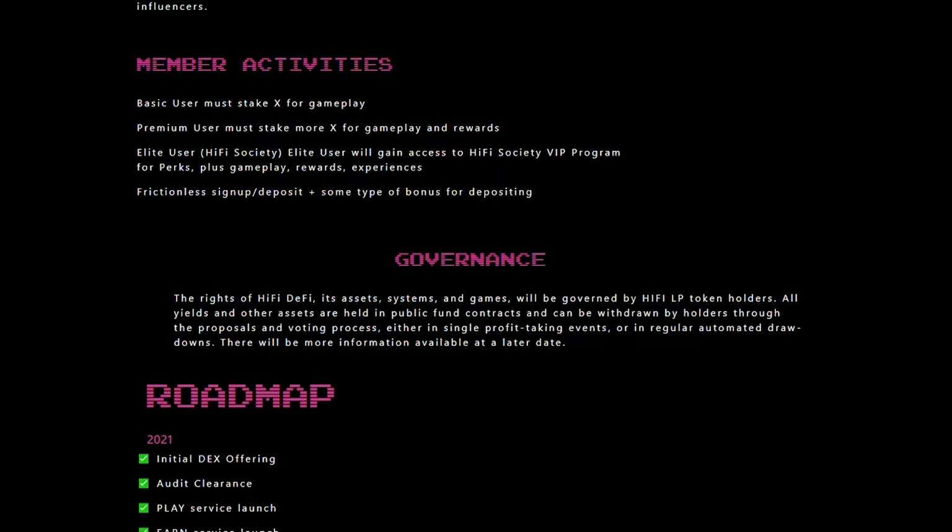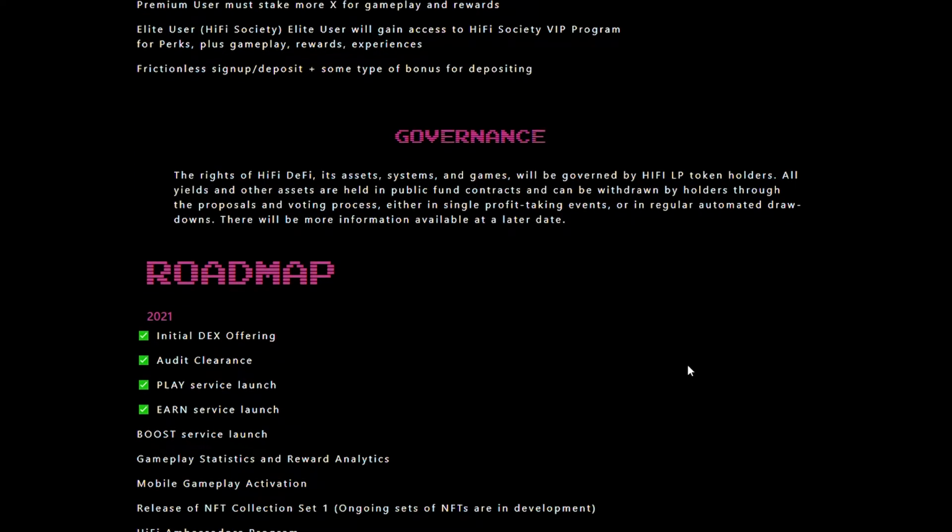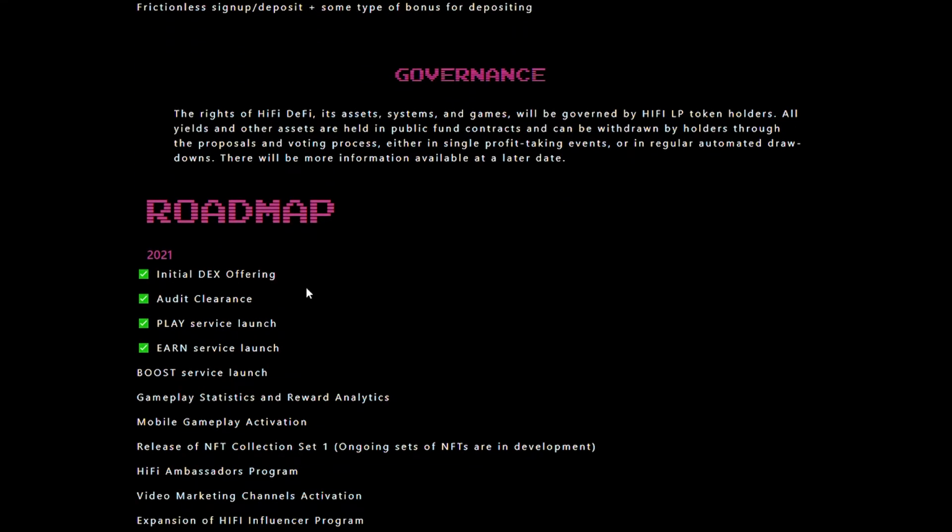Okay, so all yields and other assets are held in public fund contracts and can be withdrawn by holders through proposals and voting process. Okay, and if we just have a bit of a look at the roadmap, what they have accomplished so far in 2021 in this early stage of the project.